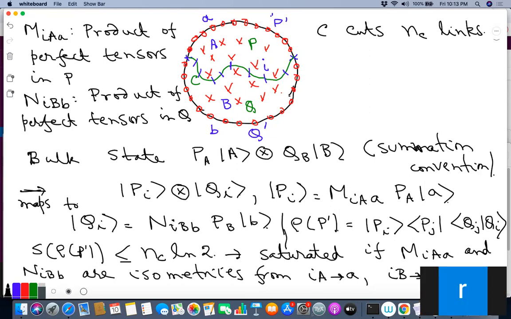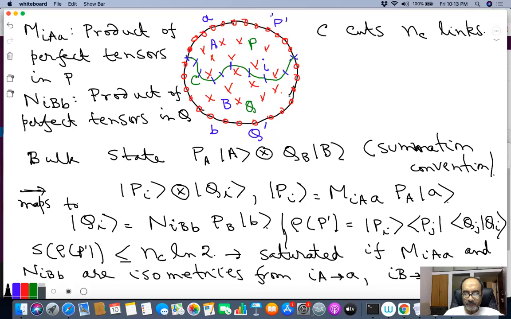Sir, one question. Like in the last class, we saw that the perfect tensors are isometric, meaning we can write the perfect tensors as isometries. So if M and N are products of perfect tensors, shouldn't they be automatically isometric? Why is it a separate condition?